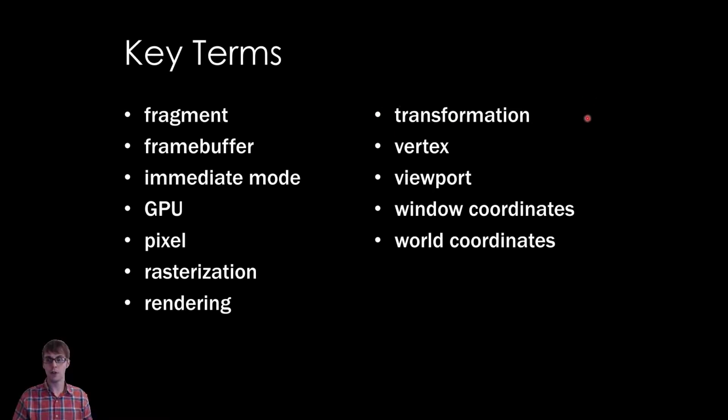There's transformations, things that we do to our coordinates. There are vertices and vertexes. We have viewports. We learned about window coordinates. And I mentioned world coordinates, but that'll make a bit more sense later. But what's cool about this is through this unit, probably most of you never heard of most of these before. Maybe pixel, you could have guessed at vertex, but now you've learned all of these other ones.